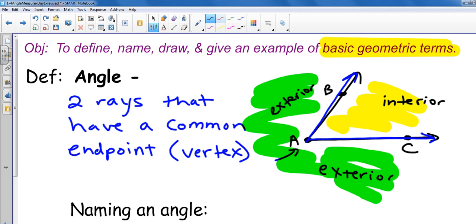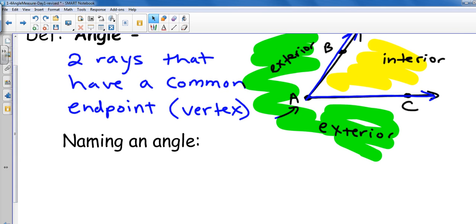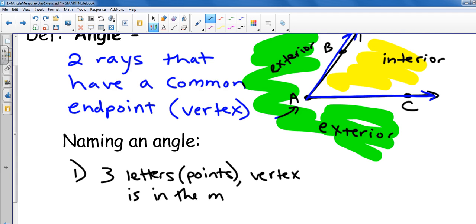Let's talk about naming an angle, because we do have actually three ways that we're going to name an angle. And just like naming a plane and naming a line, we've got to be specific so we know what we're talking about. The first way is your safest way of naming an angle, always works, and that's going to be with three capital letters, points. And the important thing is that the vertex is in the middle when you're naming it.